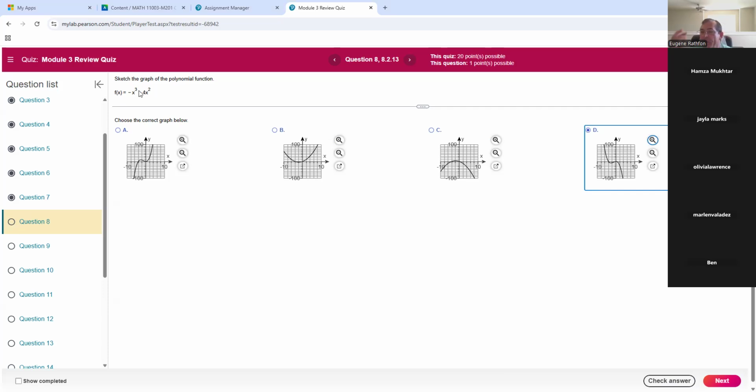But this one is an odd degree of 3. The highest exponent is a 3, which is odd, and you got a negative 1 in front of it. So you got a negative lead coefficient, and an odd degree, so it's either going to go uphill left to right or downhill left to right. Since that's a negative 1 in the very front, that thing is going to go downhill left to right and look like D.